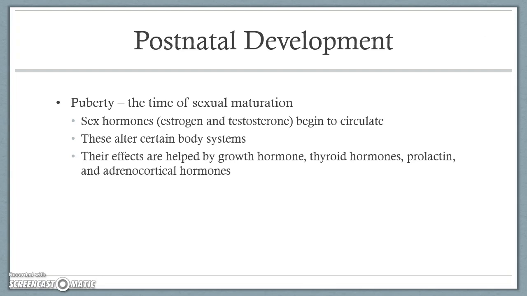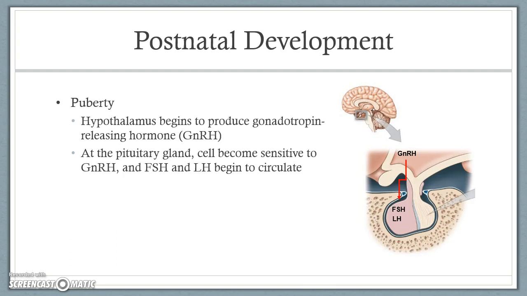They are helped by growth hormone, thyroid hormone, prolactin, and some of the adrenocortical hormones. The hypothalamus first begins producing gonadotropin-releasing hormone, or GnRH, at puberty. This is sent to the pituitary gland, where cells are just beginning to become sensitive to GnRH. Gonadotropin-releasing hormone causes the formation and release of FSH and LH, and they begin to circulate in the bloodstream.